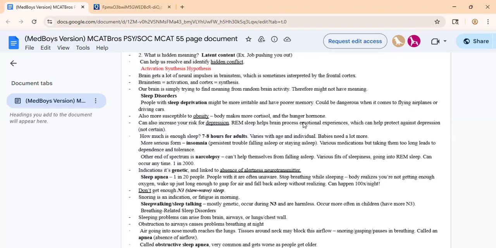So there are sleep disorders. Typically, if you're not sleeping a lot, your body could be susceptible to obesity. That means your body is going to produce more cortisol and hunger hormone. Even for me, increased stress is not good for your body, your heart, your mood, and you have increased sugar and a lot of hunger hormone, and you gain weight. I gained lots of weight studying for this test. So, how much sleep do we need? Typically 7 to 8 hours of sleep.